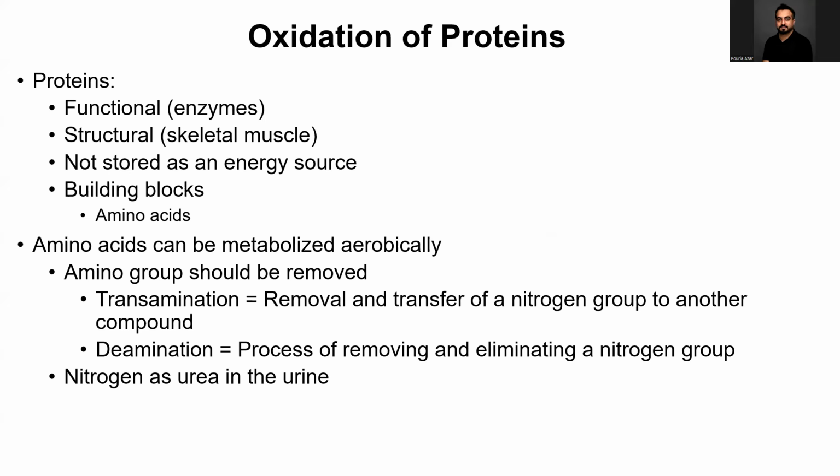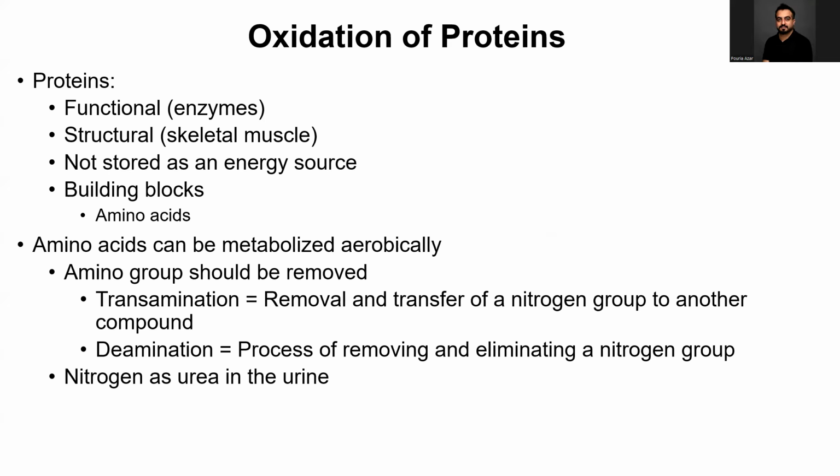And in order to prepare amino acids to use as an energy source, we have to remove the amino group from the structure of amino acids. So the amino group should be removed. And in order to remove the amino group, there are two different processes that can occur to amino acids. The first one is transamination, and the second is deamination.